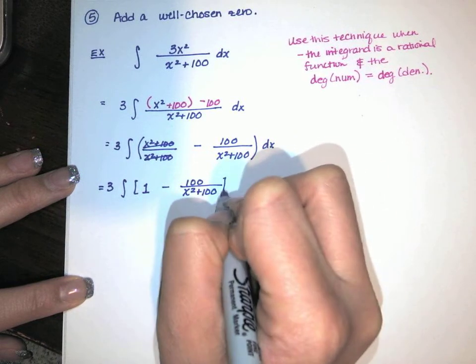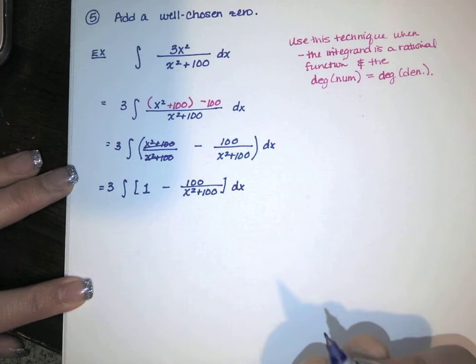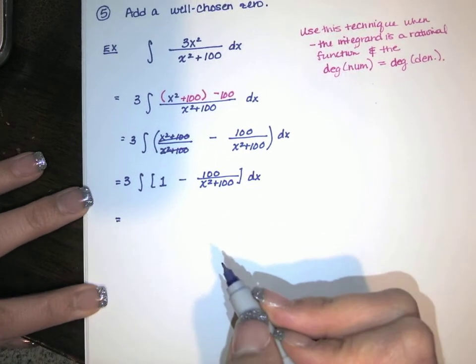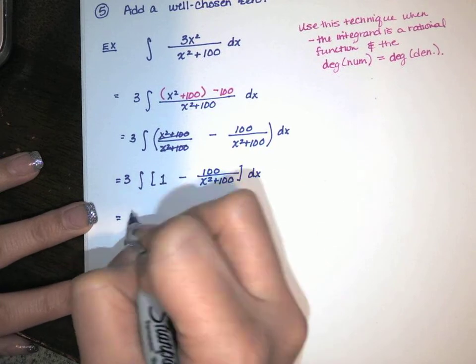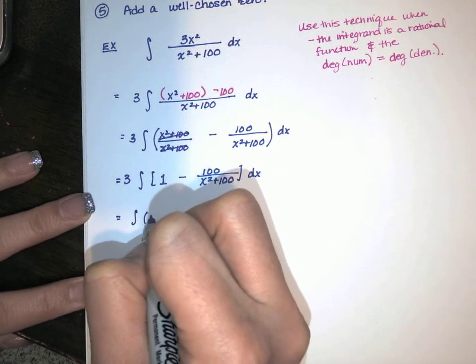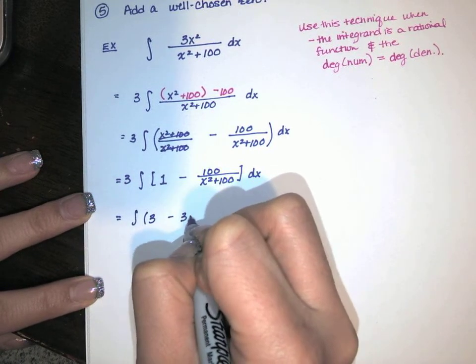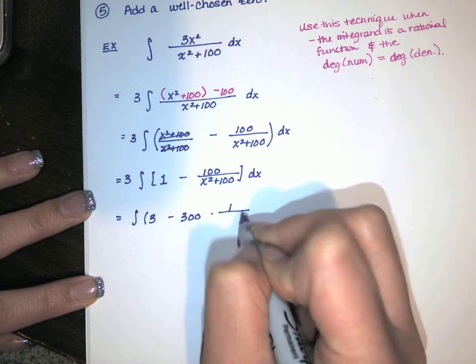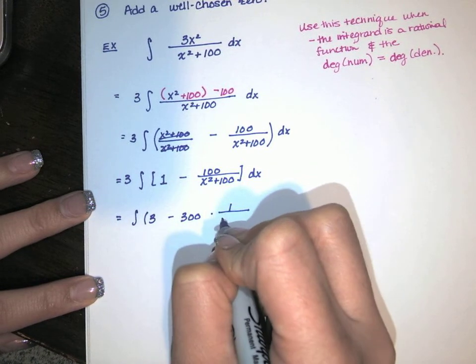And that's an arctan. So let's do this. I think I would like to distribute the 3 back in. 3 times that 100 is 300. I'm going to factor that 100 times 3 out.